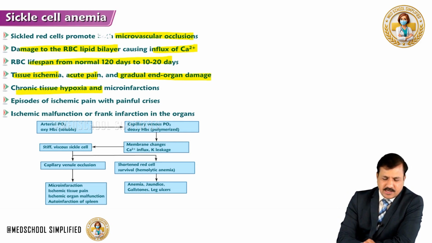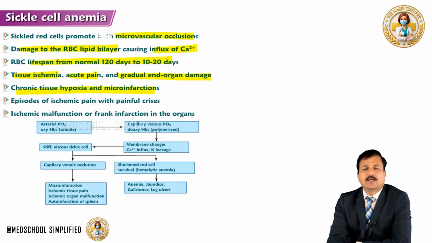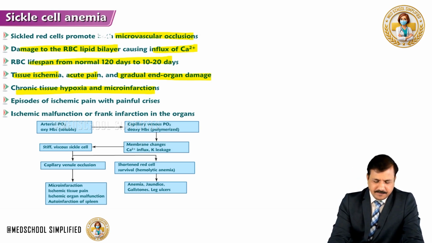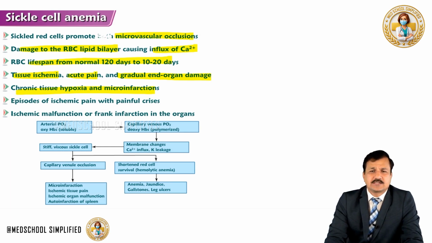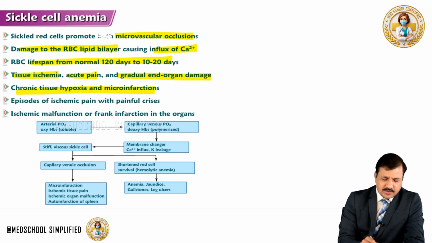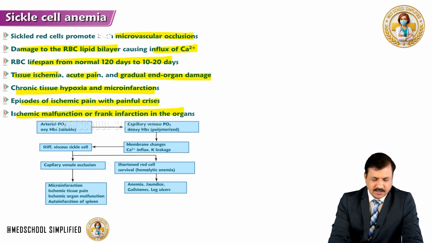tissue hypoxia and microinfarctions may lead to bone pain, and it will lead to other signs and symptoms that we are going to see in later slides. So episodes of ischemic pain with painful crisis can be seen, and ischemic malfunction and frank infarction of organs can be seen because of the sickling process.